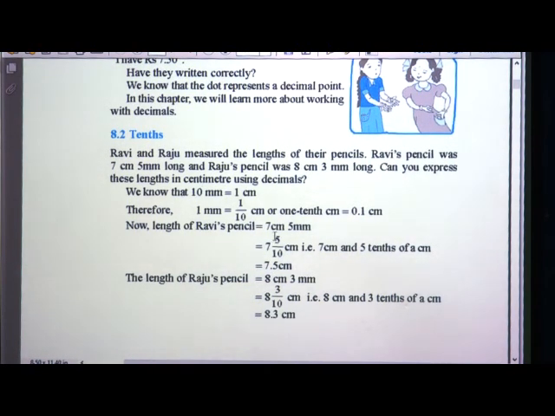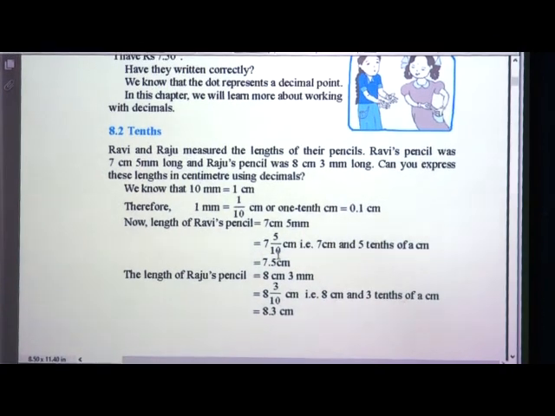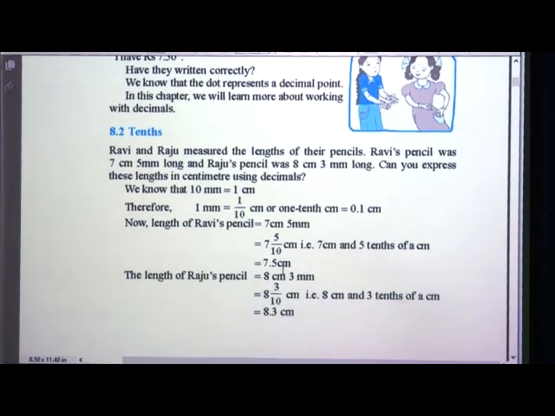Now 5 by 10. This digit will come after the decimal point. So 5 by 10 is nothing but 0.5. So 7 plus 0.5 is nothing but 7.5 centimeters. So the length of Ravi's pencil is 7.5 centimeter.